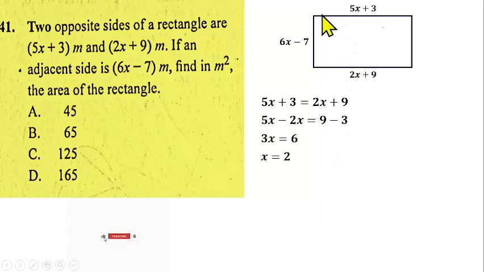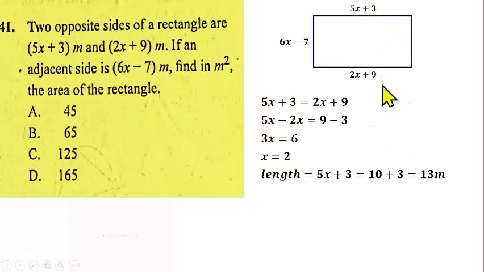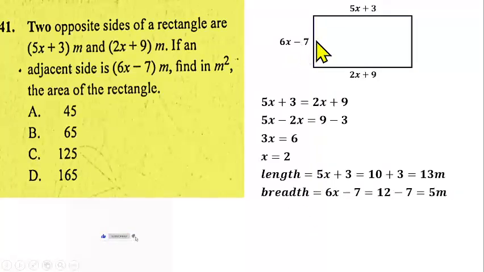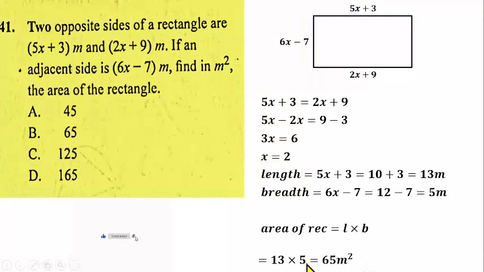So that means you can now know the length of the rectangle. You can now find the breadth as well. The length will be 5x plus 3, or I can use 2x plus 9, anyone I use will give us the length. So our x is 2, we have 5 times 2, that gives us 10 plus 3, that gives us 13. The breadth also is 6x minus 7. We have 6 times 2, that gives us 12 minus 7, that gives us 5 meters. So we can now find the area when we know the length and the breadth. The area of the rectangle is length times breadth. So that should give us 13 times 5, that gives us 65 meters squared for the area of the rectangle. And that makes option B the correct option for this question.